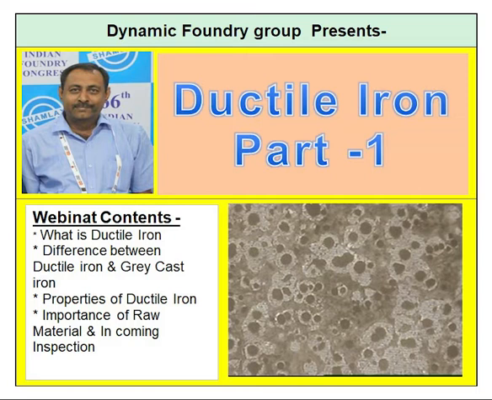As we all know, nodular iron is more flexible and elastic than other cast irons. It is part of the cast iron family. White iron, ductile iron and grey cast iron are the three main members of the cast iron family. Nodular iron has higher strength, greater elongation, and better resistance to impact than grey cast iron. Grey cast iron is mainly known for its damping properties, whereas ductile iron is known for its ductility.